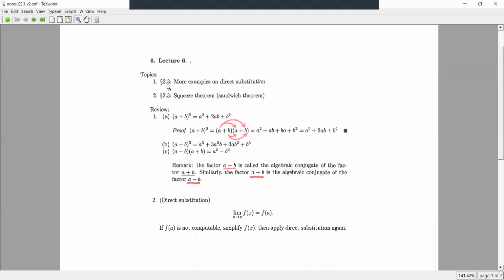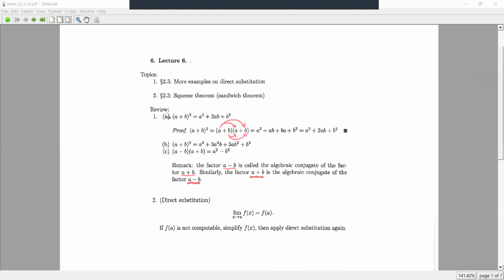Still session 2.3 today. Two topics. In the first topic, I want to show you more examples about direct substitution. Topic 2, we will learn the squeeze theorem. Some people call this theorem the sandwich theorem.